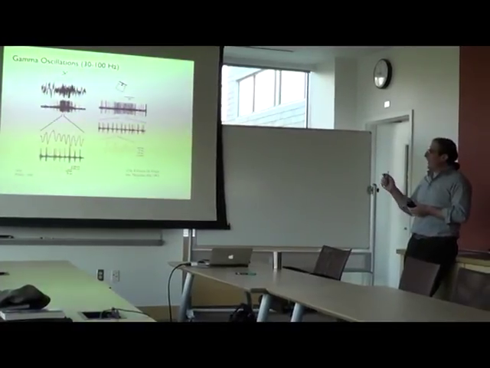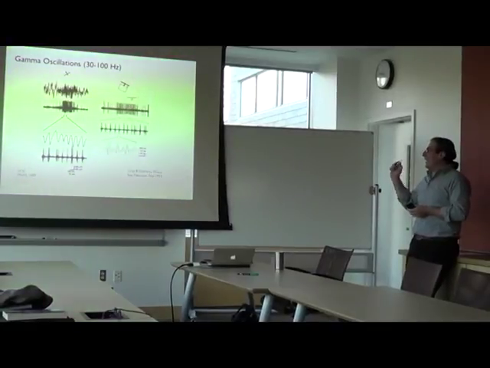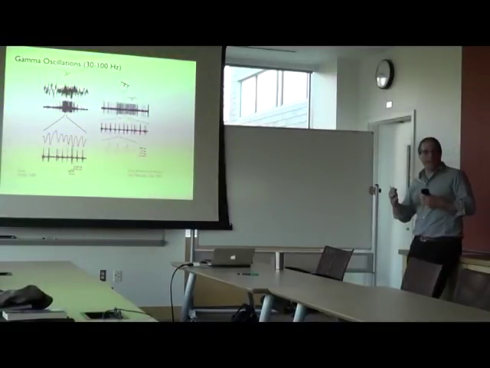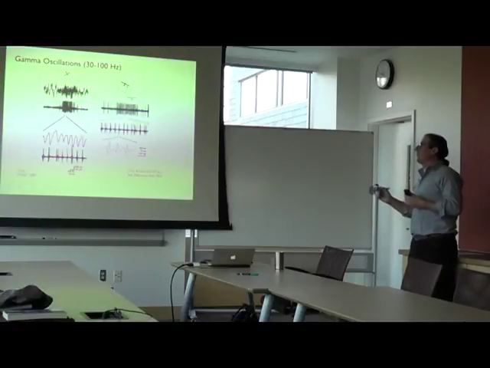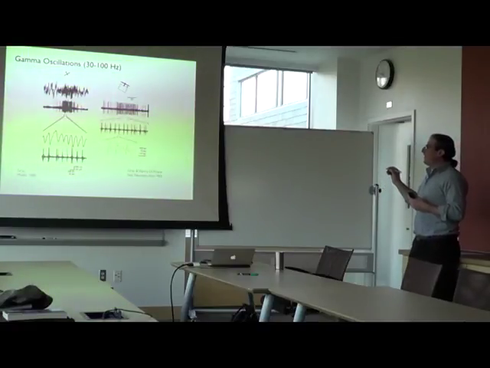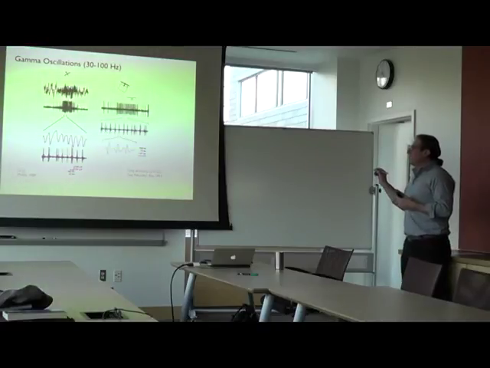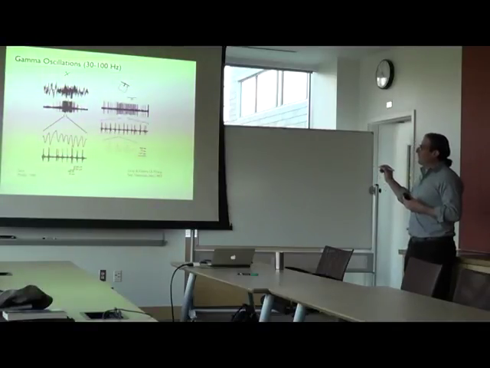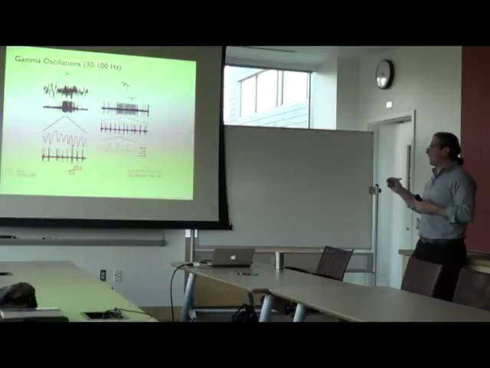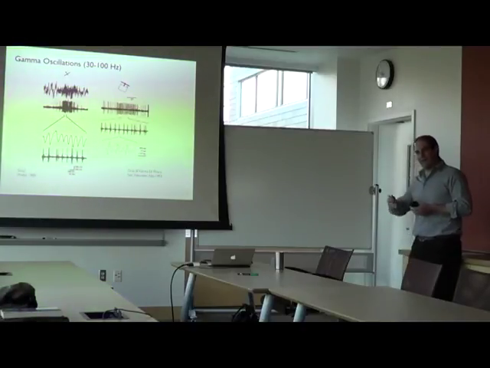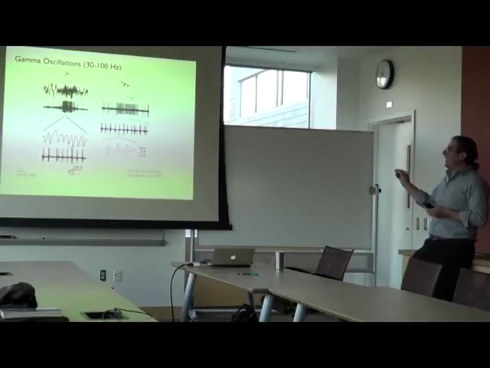When you record extracellularly, you get a signal, and you have to filter that signal. If you filter it at low frequencies, you get an oscillation that looks like this. There's a period in here that has a very rapid, regular oscillation. If you filter at high frequencies, you get these spikes. These are the action potentials. And what you can see here are many, many different action potentials.